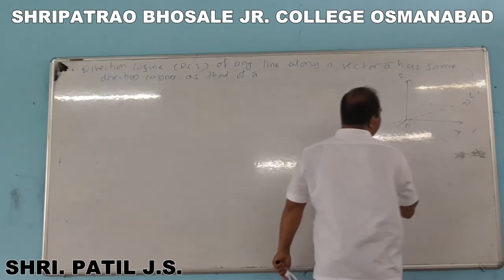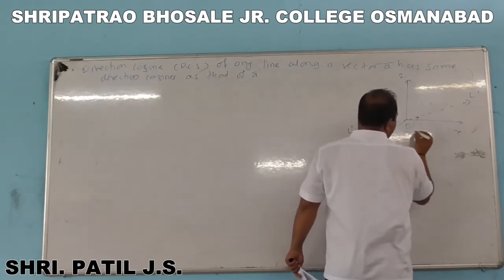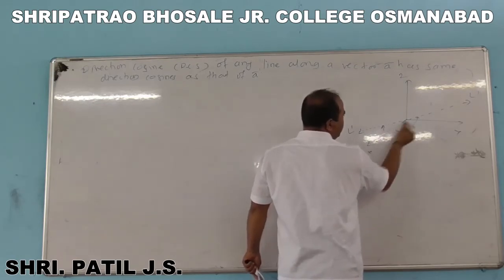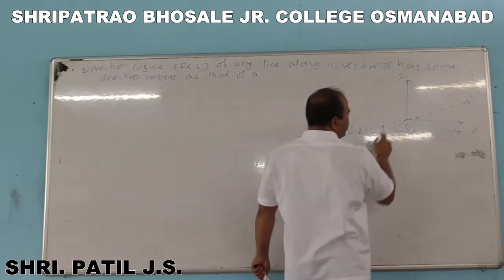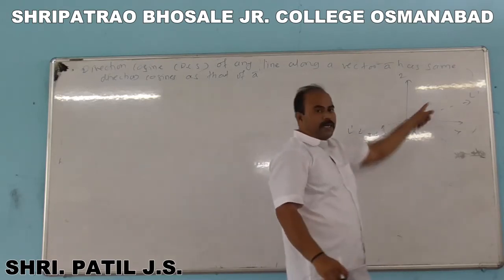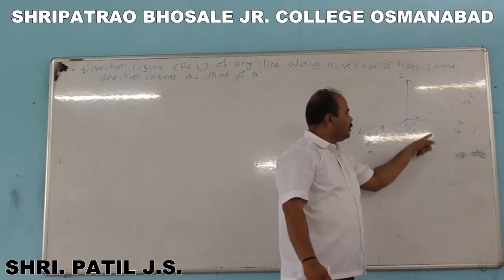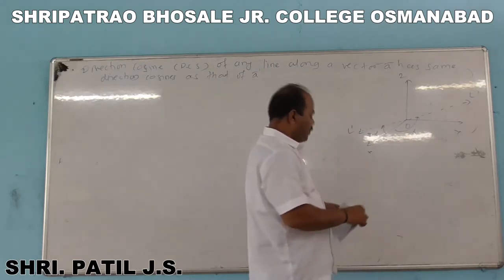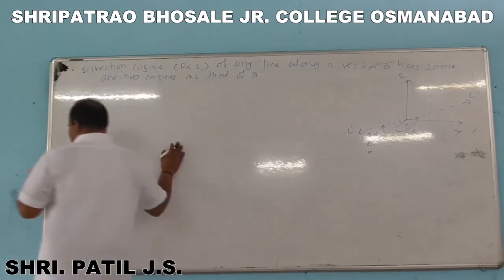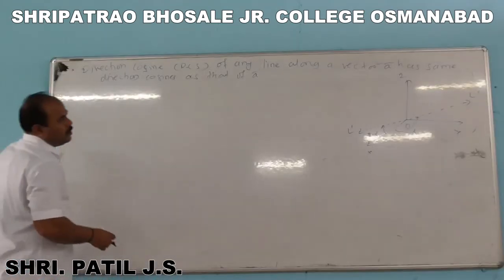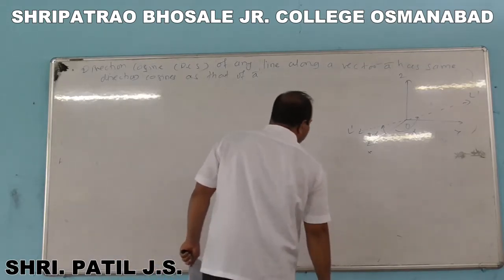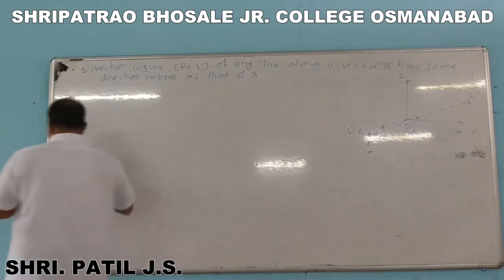Here, dash O. Suppose the angle is alpha, and with the opposite direction it is pi minus alpha. This is beta, pi minus beta. Gamma, pi minus gamma. Direction cosines, you know, are denoted by cos. Here means cos alpha, here means cos beta, here means cos gamma.